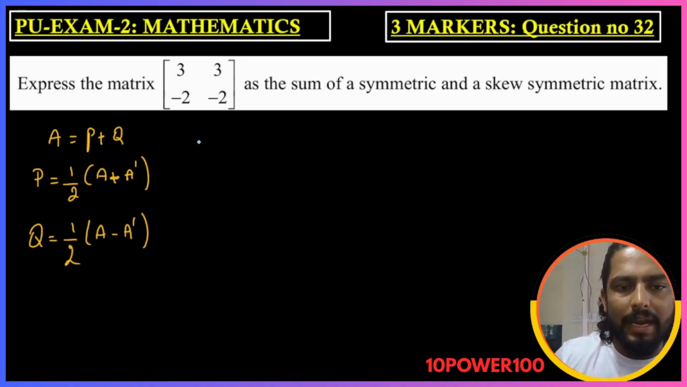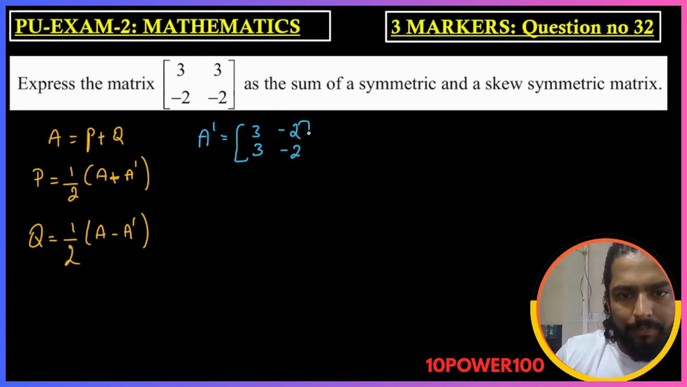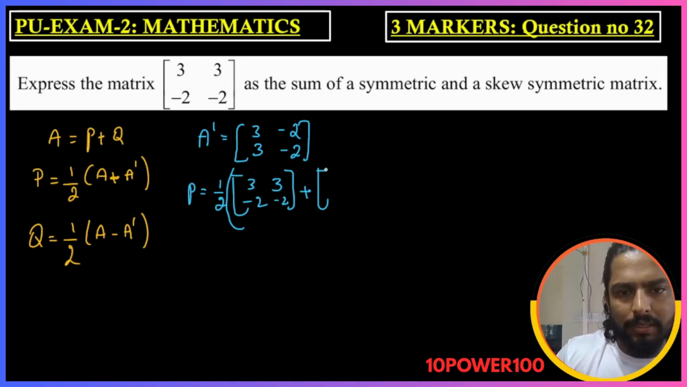Then write A dash. What is A dash? A dash is where rows become columns and columns become rows. So it becomes 3, 3, minus 2 and minus 2. Now we'll find P. P is equal to half of, I'll take a bracket here, A plus A dash. So it is 3, minus 2, minus 2, 3, plus 3, minus 2, minus 2, 3.